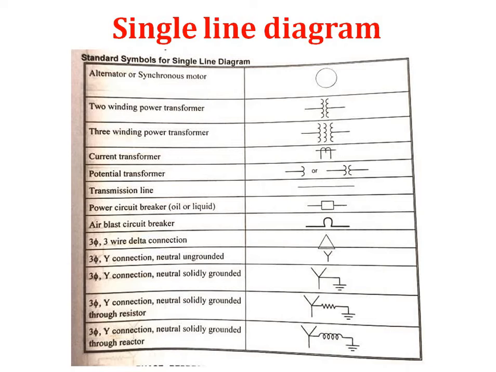Then transmission line, only represented by a line diagram. And also power circuit breaker, which will be represented by a rectangle box. And air blast circuit breaker, the representative symbol of ohm. Three phase delta connection, it will be delta connected. Three phase star connection and three phase solid grounded, the neutral is grounded, and also three phase resistance grounding and also three phase reactance grounding system.